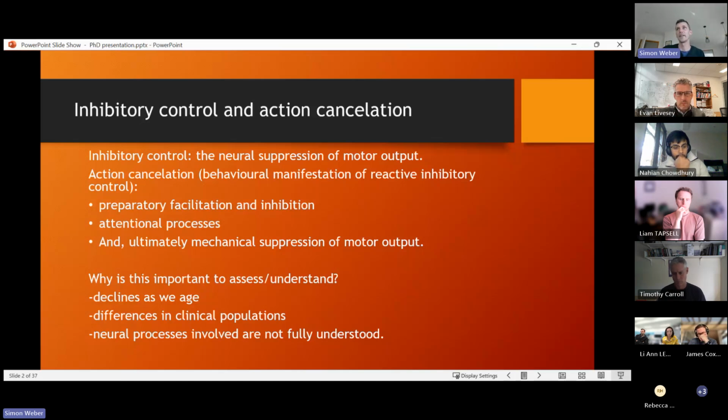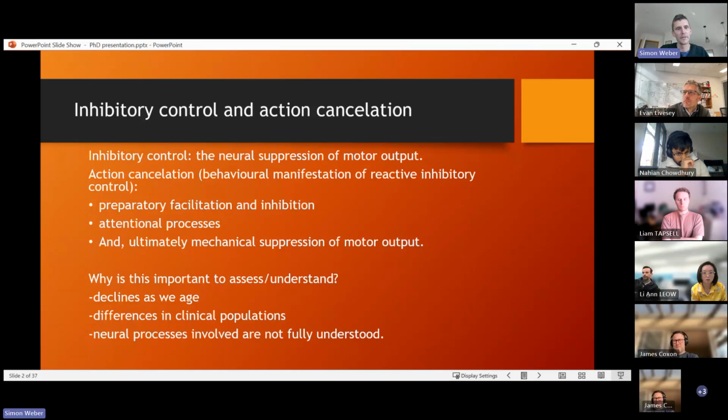The state of the nervous system at the time when the reactive cancellation happens will influence the way it happens. For instance, if you're driving in busy traffic and you're expecting that you'll need to stop, and you've got your foot over the accelerator about to press down on it, the fact that you're expecting to stop will facilitate the stopping process.